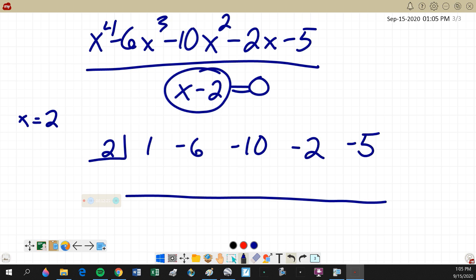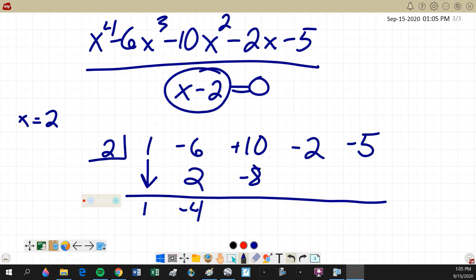And then we use this algorithm. It's the same process over and over. And explaining it's not going to make any sense. I'm just going to do it. You drop the first term. And then from then on, you just do the pattern of multiply, add, multiply, add. So 2 times 1 is 2. Then I add those. Negative 4. 2 times negative 4 is negative 8.